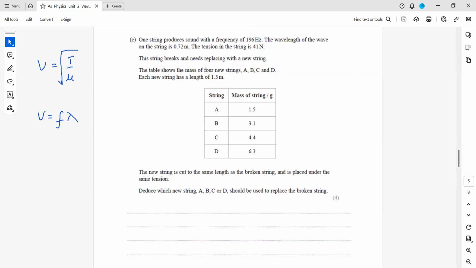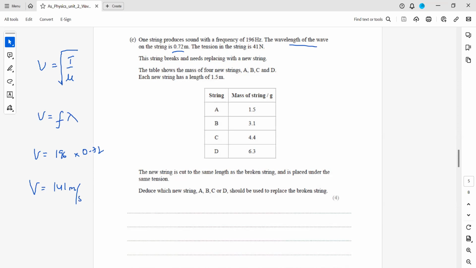So first, using v equals f lambda. The frequency is 196. What about the lambda, the wavelength? The wavelength of the wave is 0.72. So using v equals f lambda, we work out what speed the wave will travel. It is 141 meters per second.